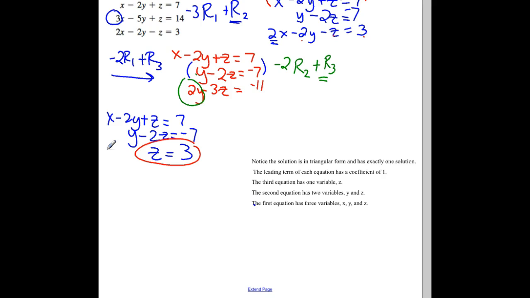Okay? My second equation, I can now back substitute that in. So if I know that y minus 2 times z equals negative 7, I can dump in that 3 that I found to be equivalent to z. And what do I get for y?